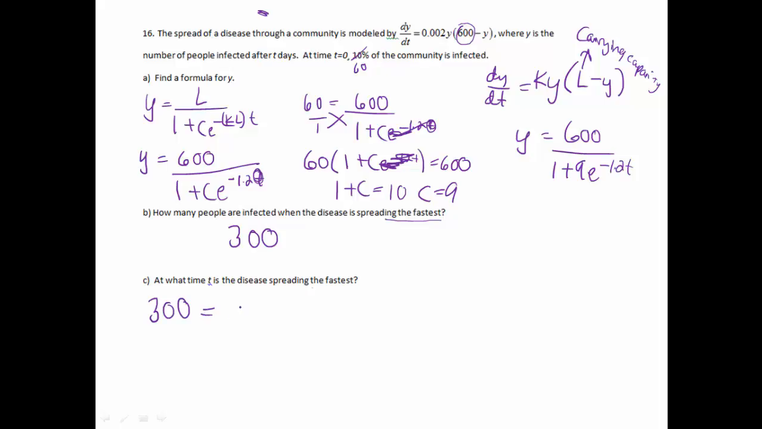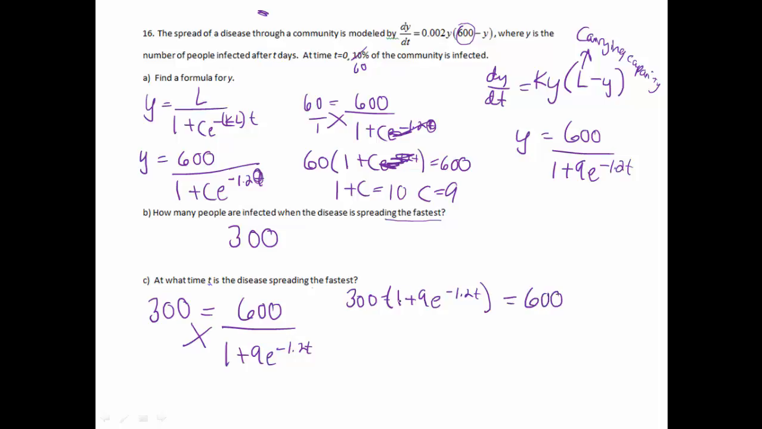So we're going to put 300 equals 600 over 1 plus 9 e to the negative 1.2t. We're solving for t. I'm going to cross multiply, so I get 300 times the quantity 1 plus 9 e to the negative 1.2t is equal to 600. I'm going to divide both sides by 300 and get 2. So I'll have 1 plus 9 e to the negative 1.2t equals 2. And then I'm going to subtract 1, so I'll have 9 e to the negative 1.2t equals 1. I'll then divide both sides by 9, so now e to the negative 1.2t is equal to 1/9.